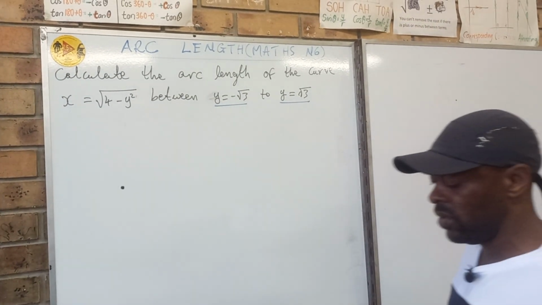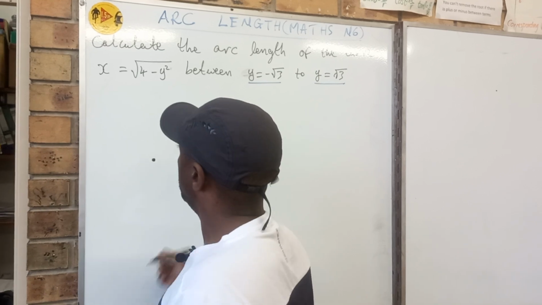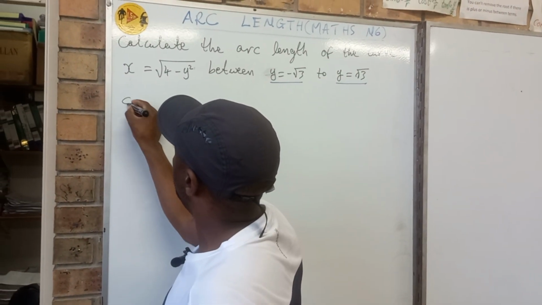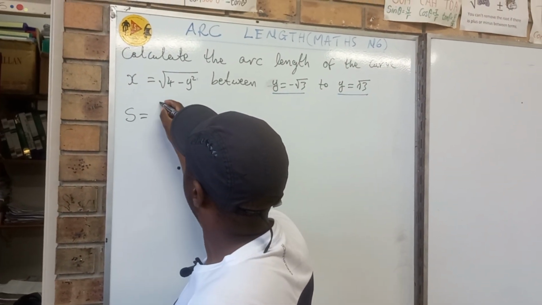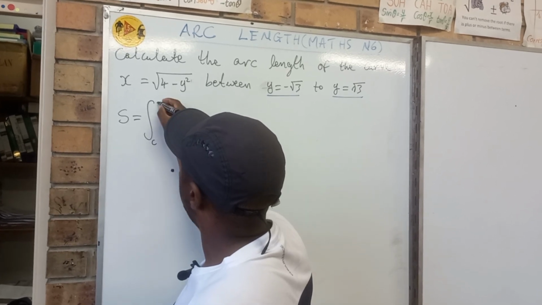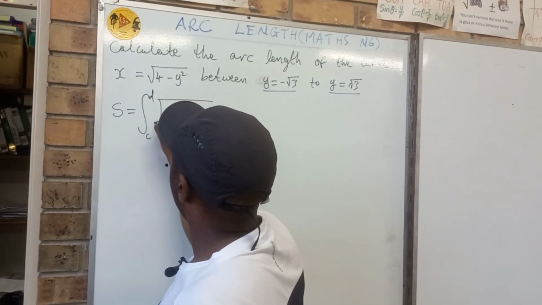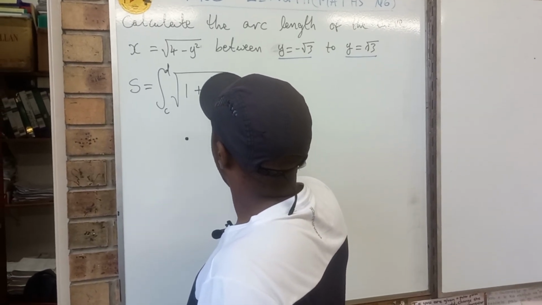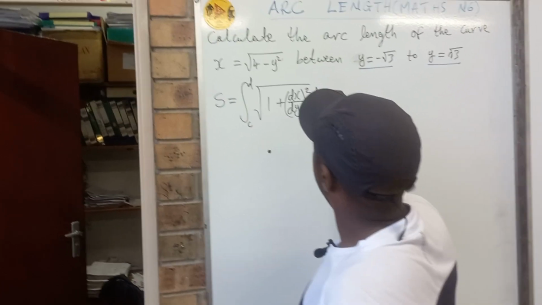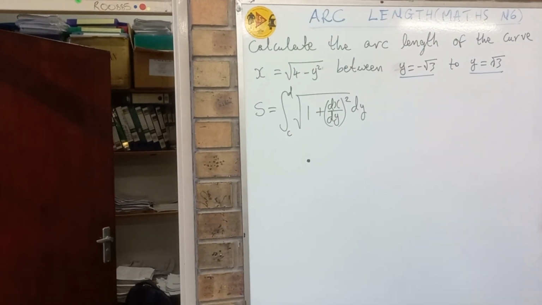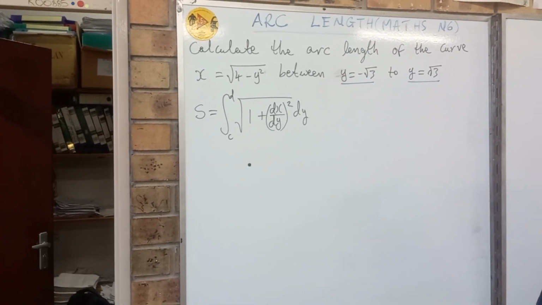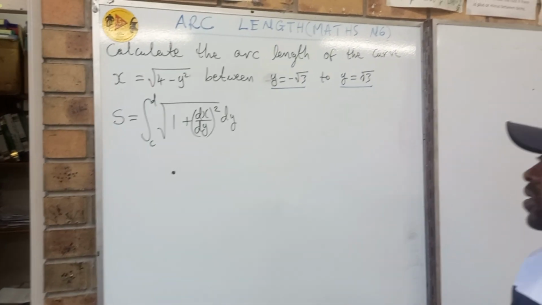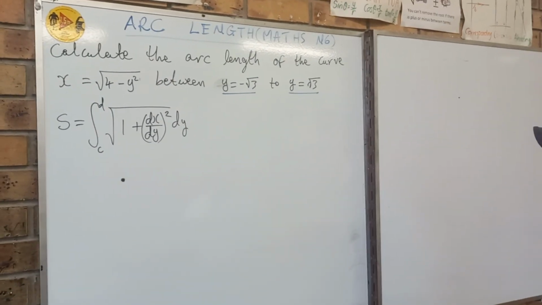As an N6 student, you go to page 7 of your formula sheet and look for the formula s equal to the integral from c to d of the square root of 1 plus (dx over dy) all squared, dy. So that's our formula. Then the formula should take us through the whole process.